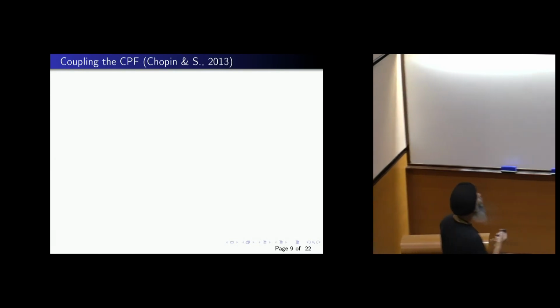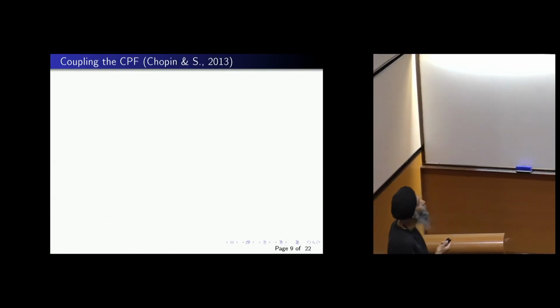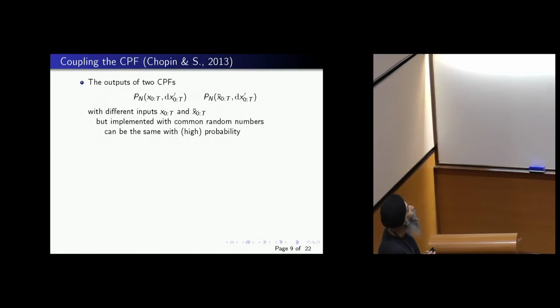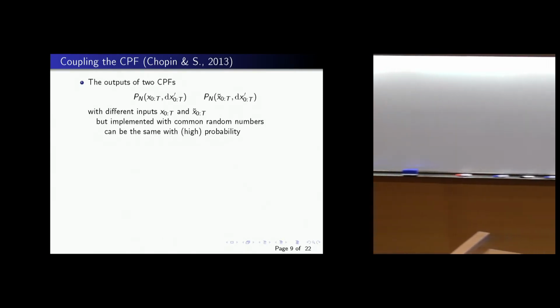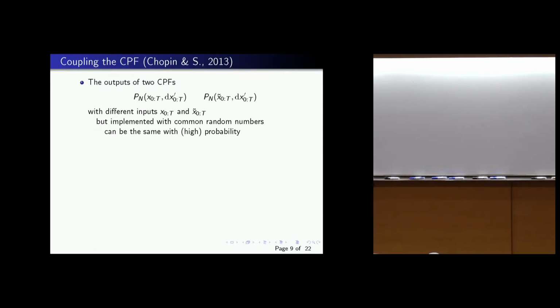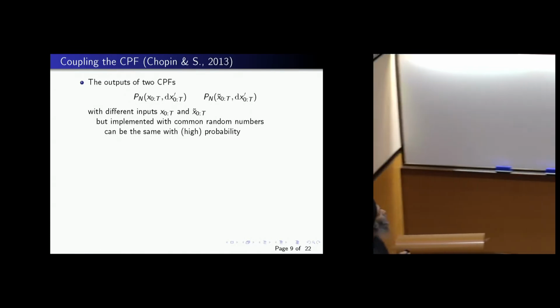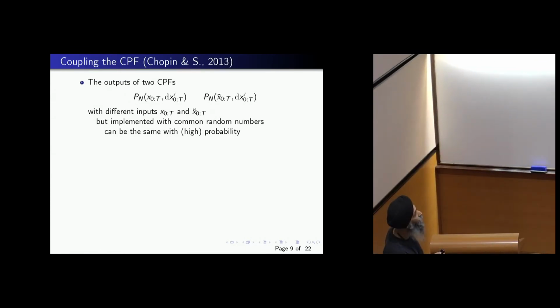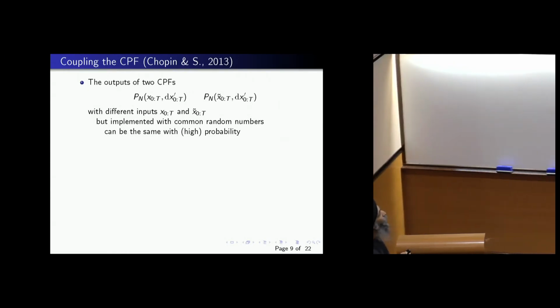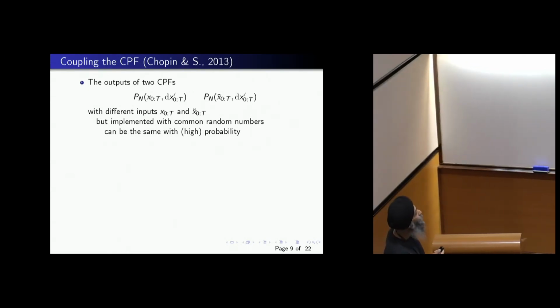You can do this via coupling, and we thought we'd do a coupling construction because intuitively it made sense to us. Not necessarily the most efficient way to prove this thing, but intuitively it made sense to us back in 2013. Basically, you can design a coupling of the outputs of two conditional particle filters, one started at x0 to capital T and one started at x tilde 0 to capital T. So these two conditional particle filtering Markov kernels can be coupled even when their inputs are different.